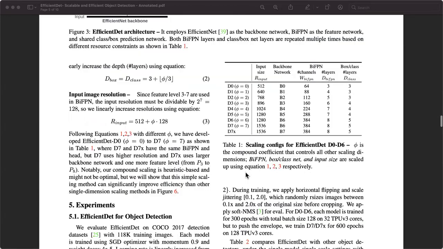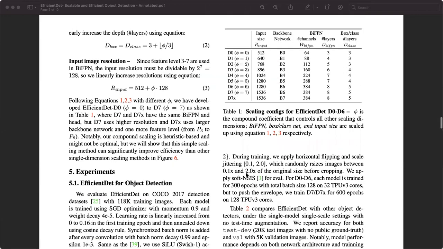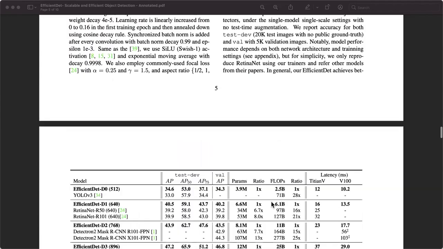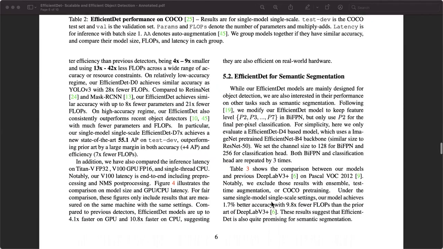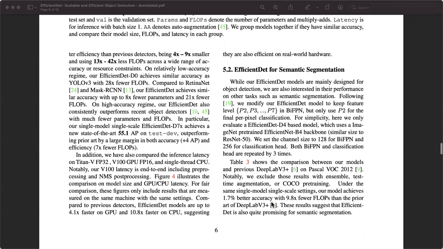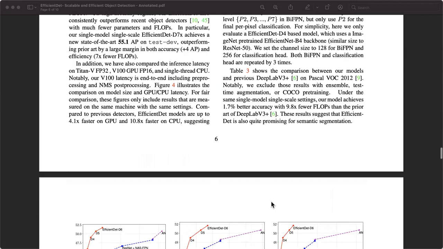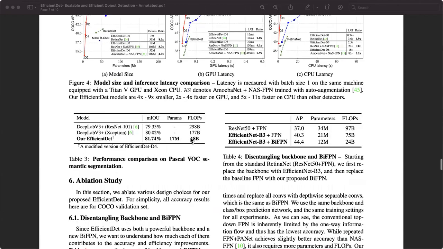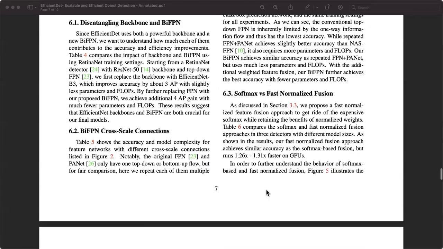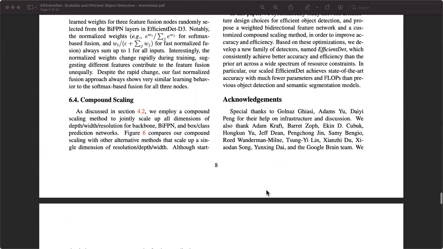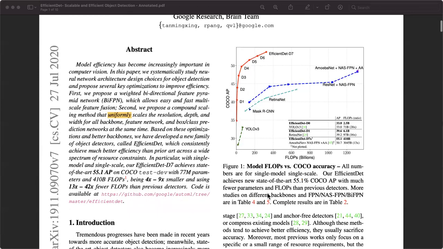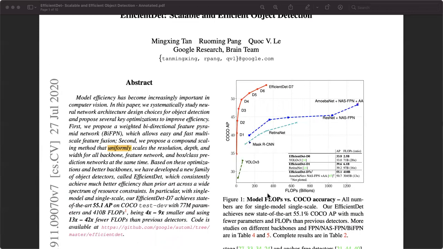Okay, then I think that's the main message that we can learn from this paper. The rest is mainly the details of the comparison and so forth. Okay, that's the main paper here.